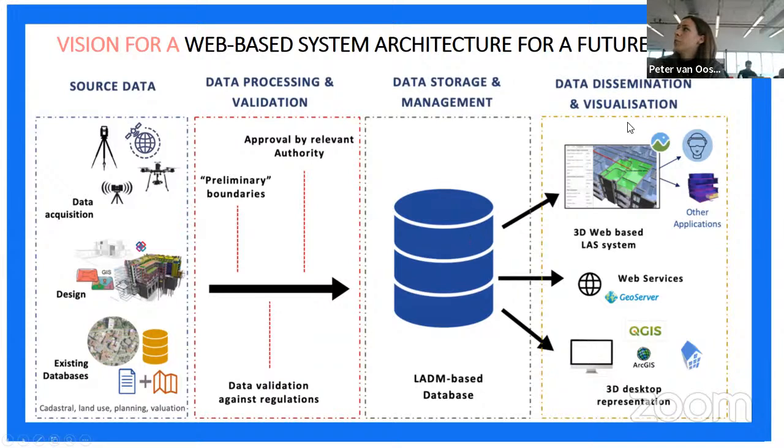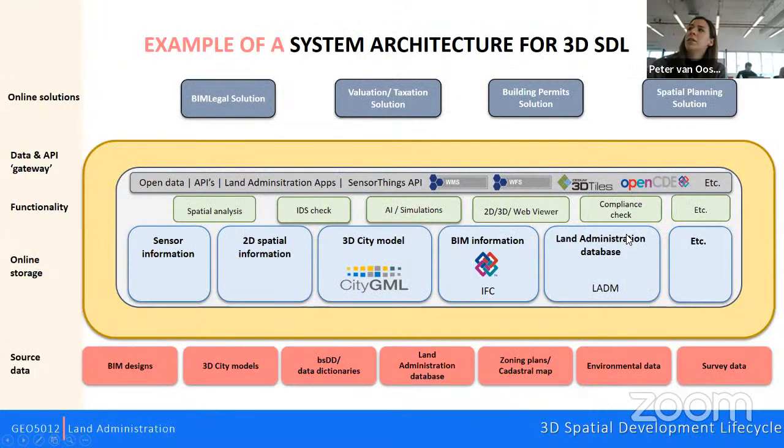And then, following this process, we would like to disseminate and visualize this data, and there are different ways to do so, in 2D and 3D systems, either desktop-based, on the web, or through services. This is an option of how all those parts can be put into a system architecture, for example, to depict the 3D spatial development lifecycle.